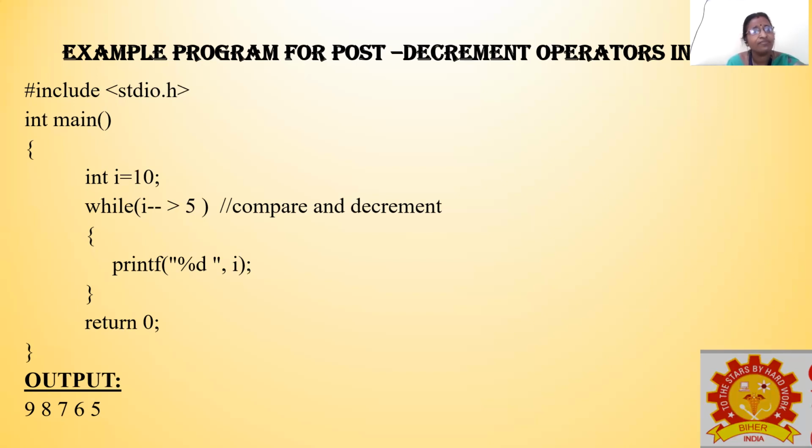So what have we done here? We have done the post decrement operator. First we have done the comparison operation, the relation operation, and then decremented the value. First compare, in order to check whether you are permitted to enter into the while loop. Parallelly, you do the decrement operation.